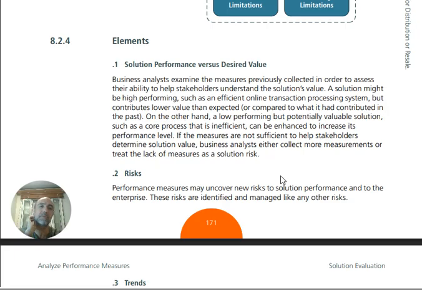We examine the measures previously collected in order to assess the ability that helps stakeholders understand the solution value. The solution might be high performing, such as an efficient online transaction processing system, but contributes lower value than expected, or compared to what it had contributed in the past. True, because ultimately what we're doing is checking what has happened versus what we expect to happen, and what we're doing will change what's happening and how that makes a difference. Either collect more measurements or treat the lack of measures as a solution risk.